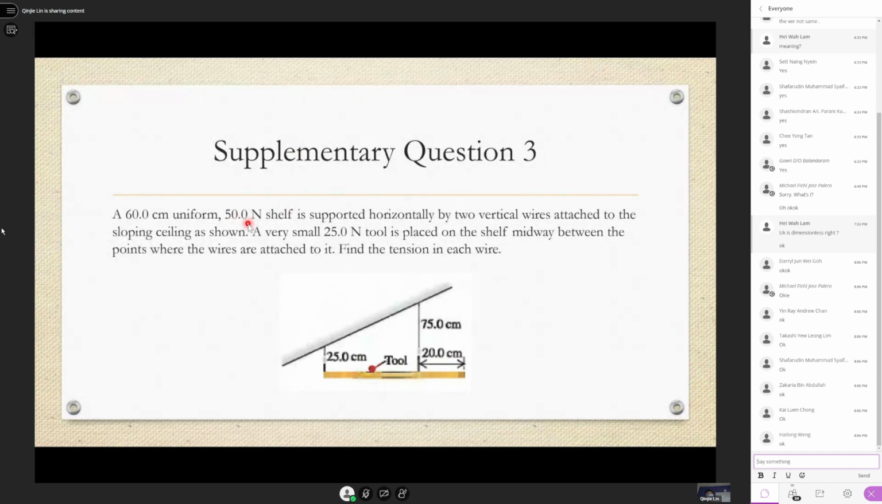A 60 cm uniform 50 Newton shelf is supported horizontally by 2 vertical wires attached to the sloping ceiling as shown. A very small 25 Newton tool is placed on the shelf midway between the points where the wires are attached to it. Find the tension in each wire. So the ceiling is slanted, then there are 2 wires here. They ask you to find the tension inside. This is the shelf, which has a weight of 50 Newton. You also have a tool here, in between the 2 wires, and they tell you it's 25 Newtons.